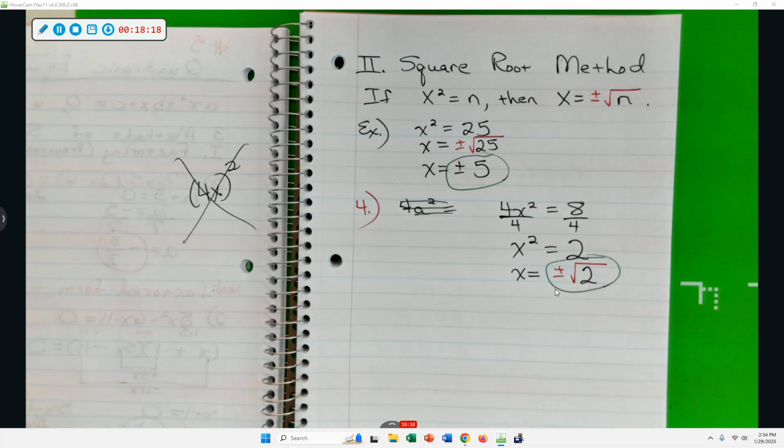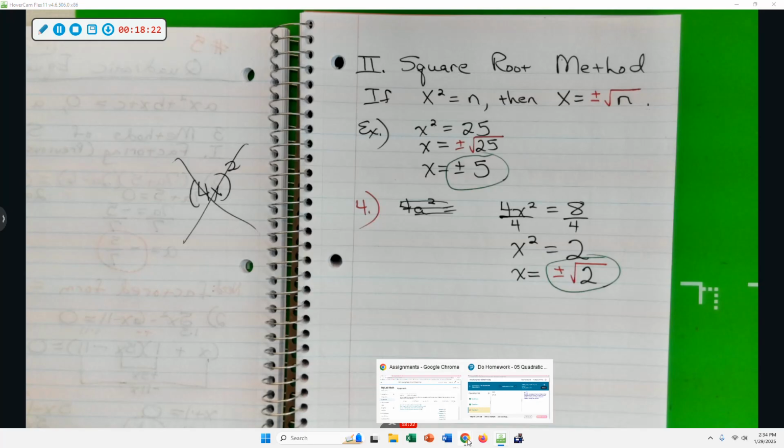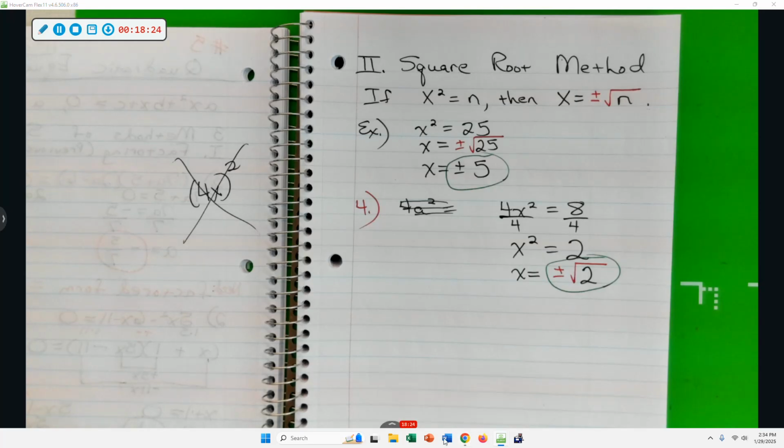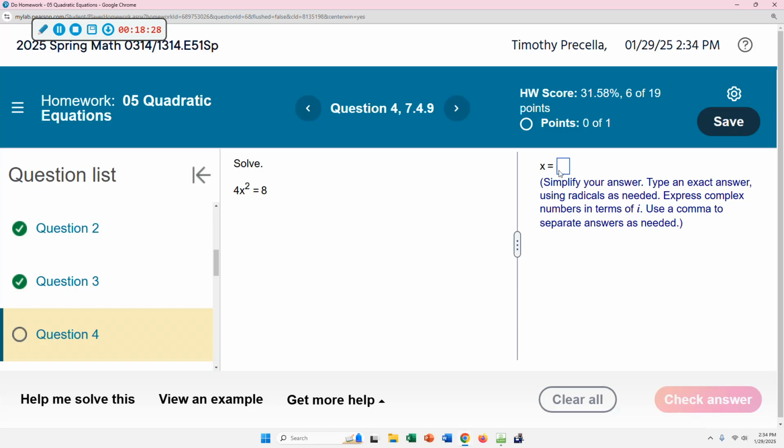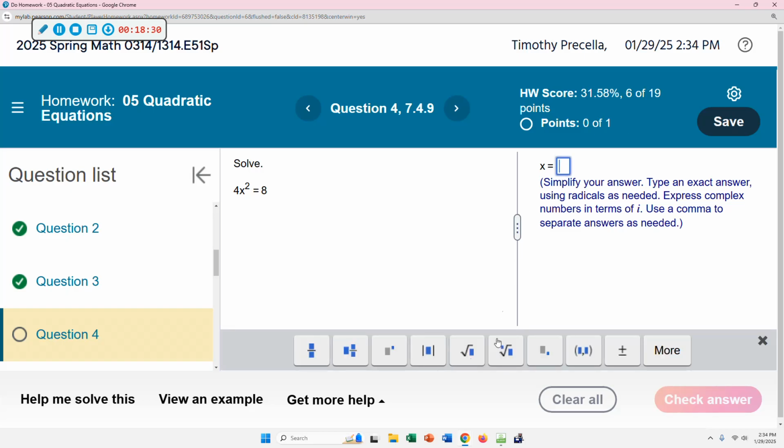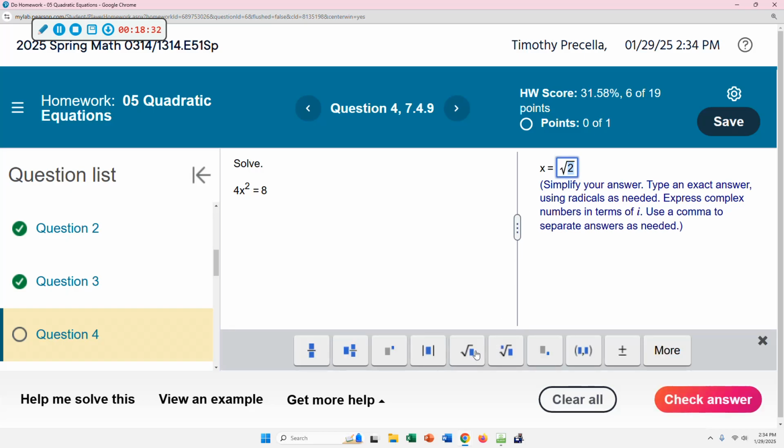I remember about 6 years ago when they introduced the plus minus hot button. It used to be you had to type in square root of 2, comma, negative square root of 2. Here's how we used to have to type it in. Square root of 2, comma, negative square root of 2.